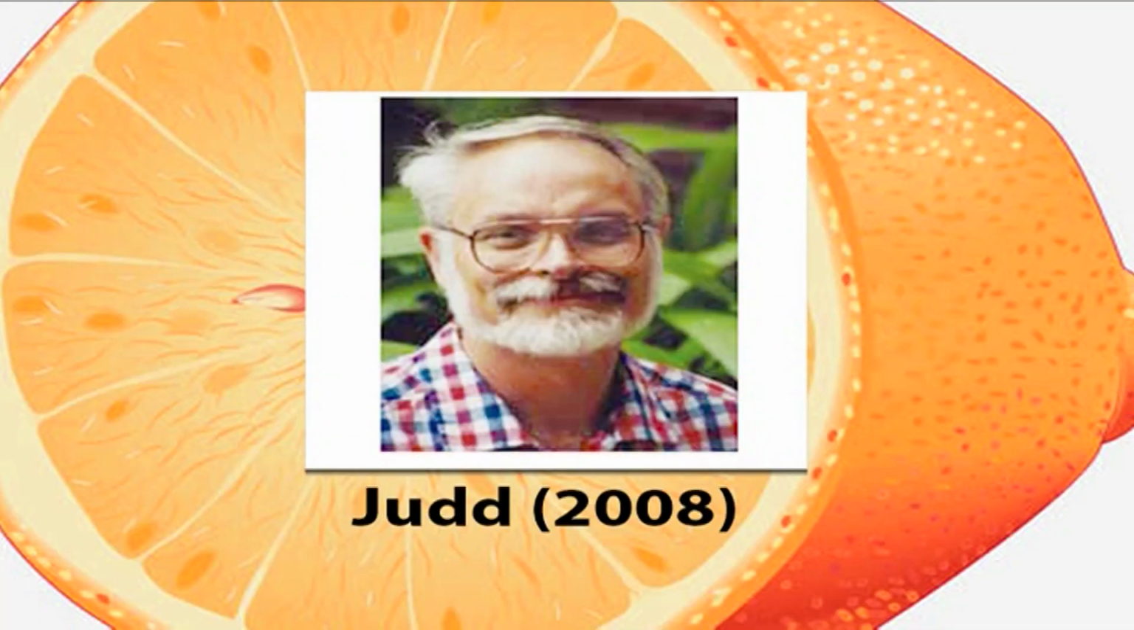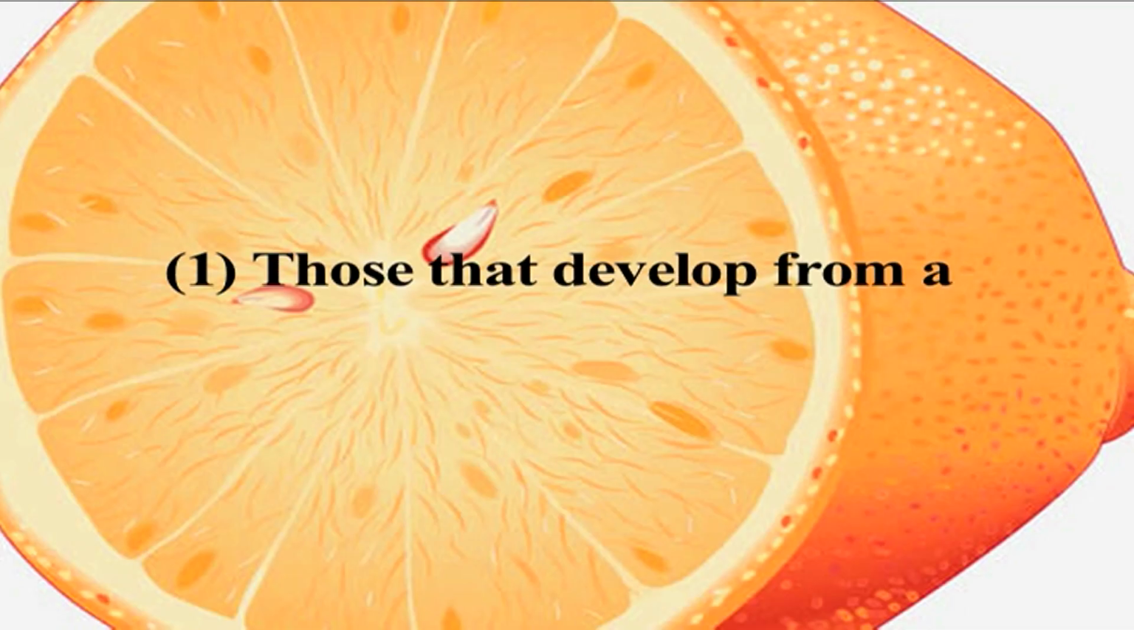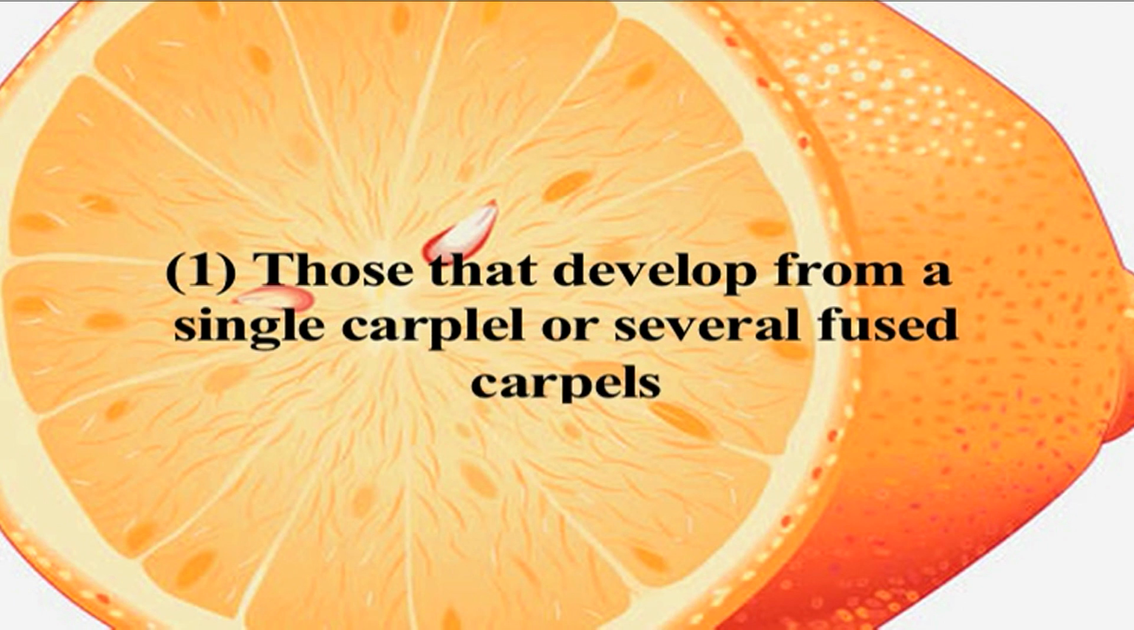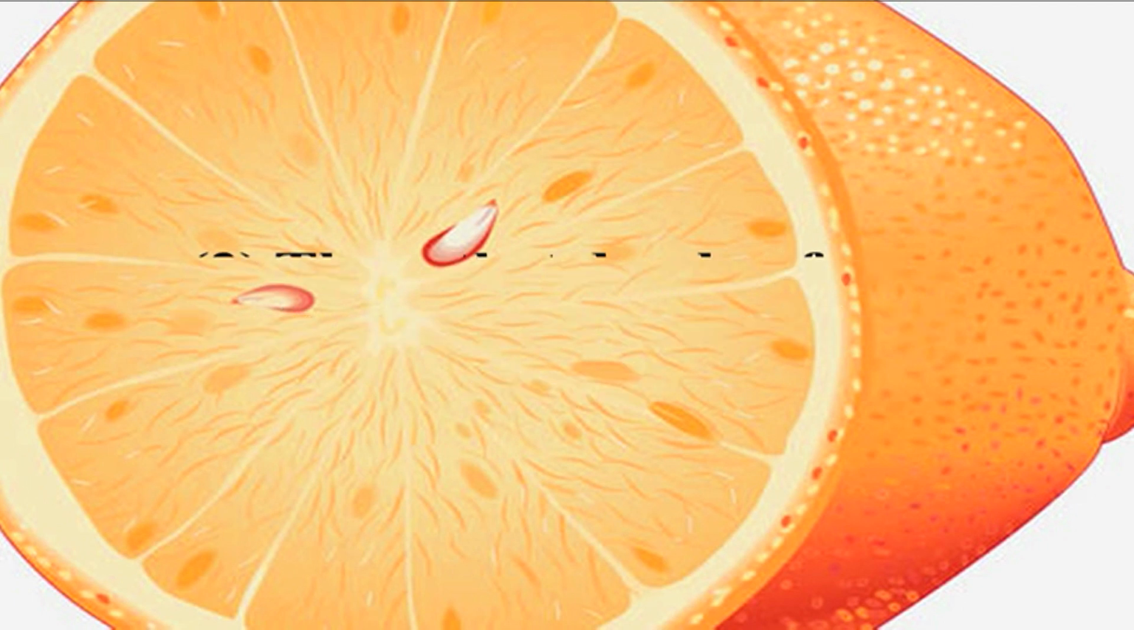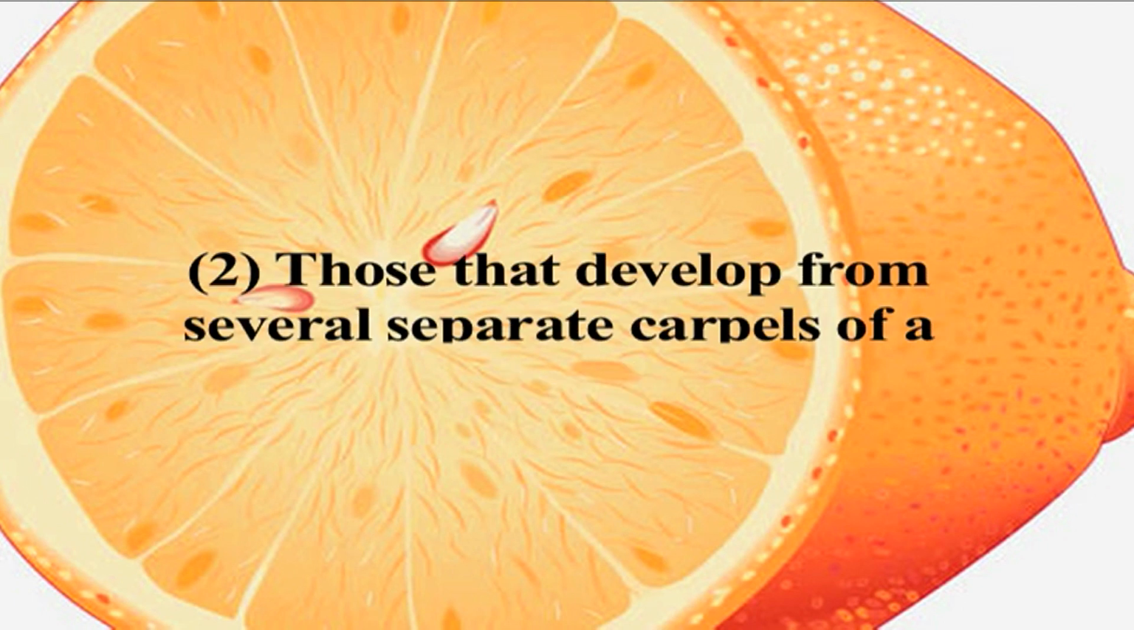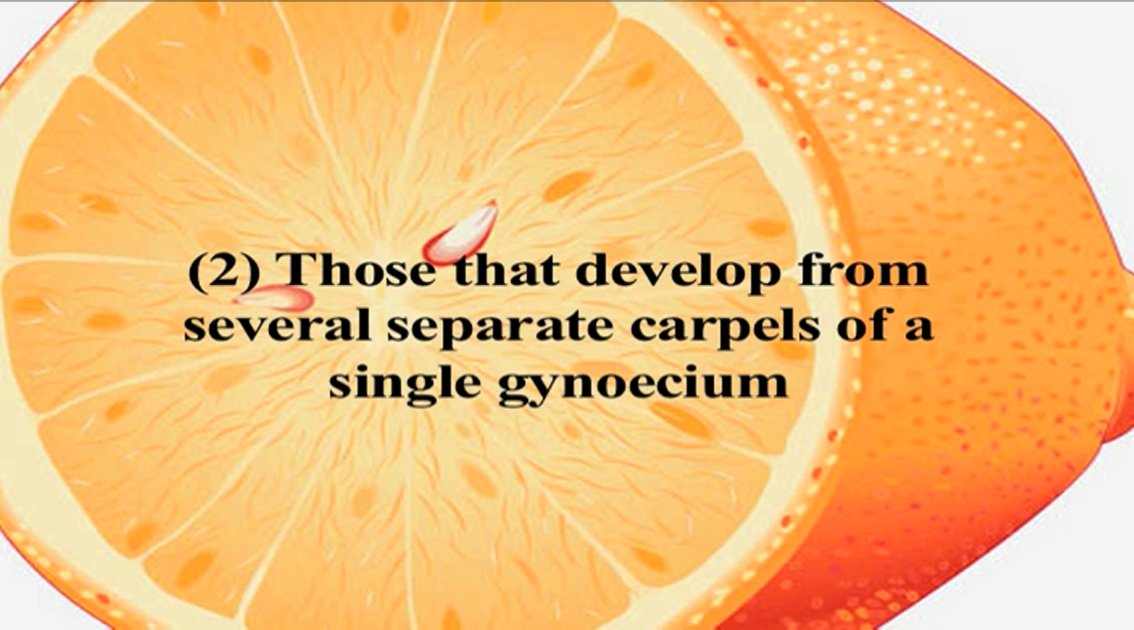Based on this traditional scheme, Judd et al. provided a key to fruit types wherein they recognized simple fruits as those derived from a single flower, and multiple fruits as those derived from several flowers. The simple fruits were divided into two categories: those that develop from a single carpel or several fused carpels, and those that develop from several separate carpels of a single gynoecium.